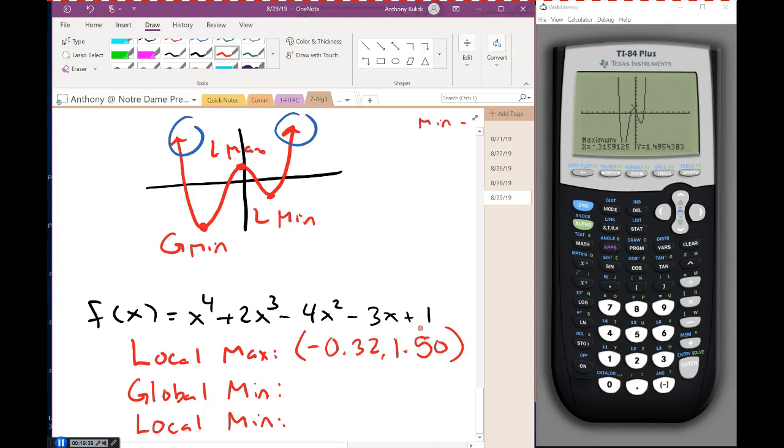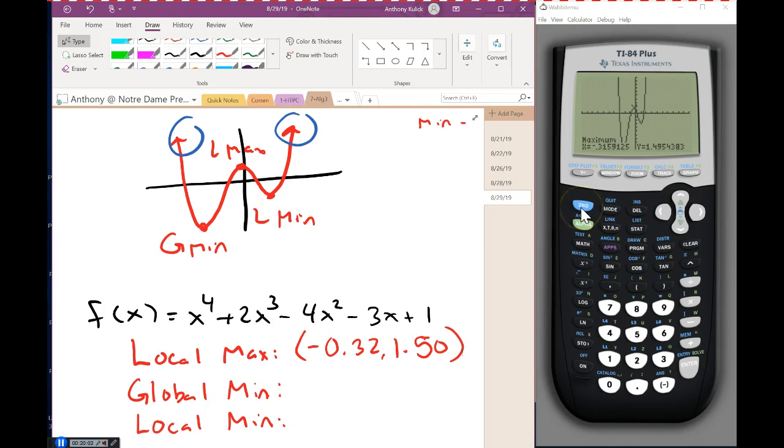That's the point, the location of the maximum. So that point is negative 3.2, 1.5. Note this isn't an interval. This is an x-coordinate and a y-coordinate. This is an ordered pair, not an interval, to be clear. Everybody's okay?